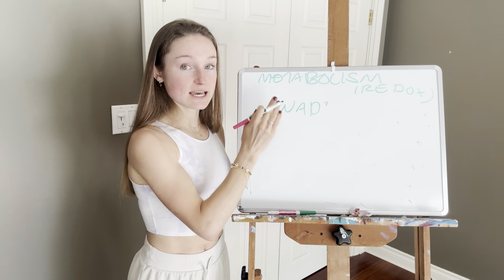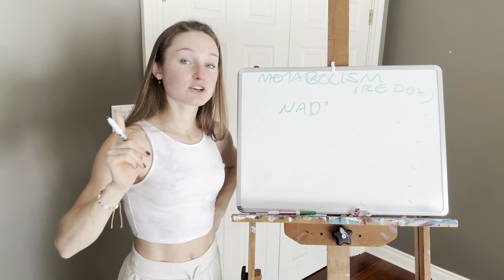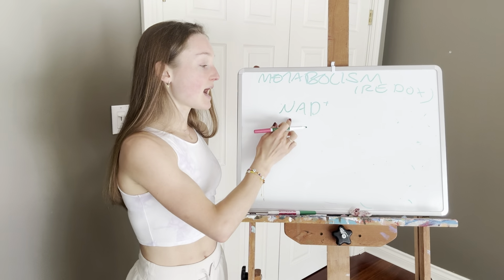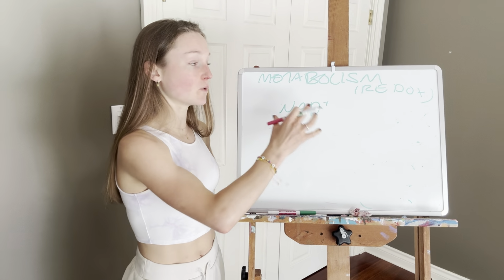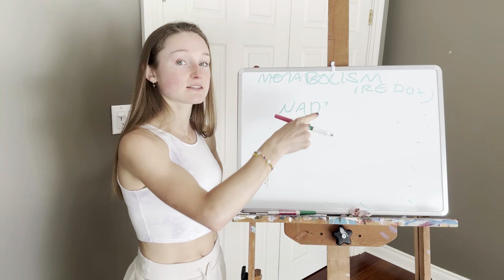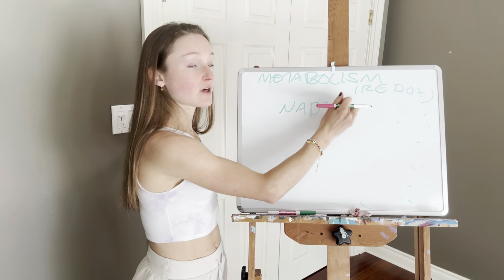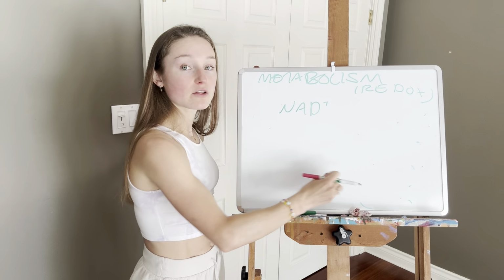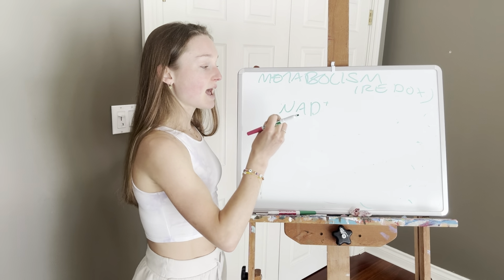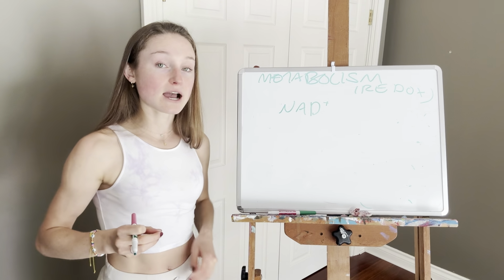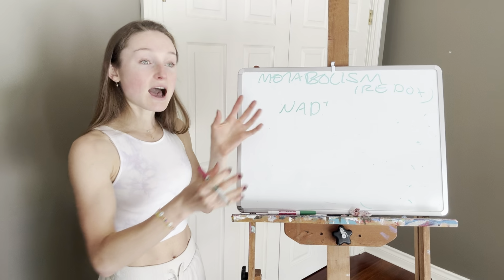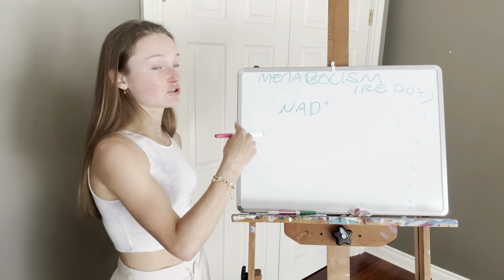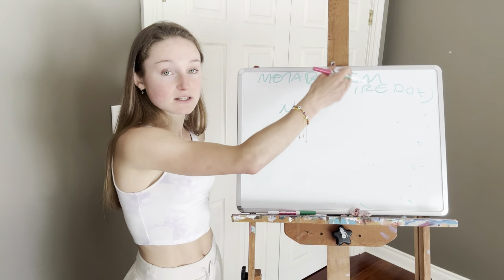NAD plus in its oxidized form is going to show up to the tricarboxylic acid cycle and it is going to become reduced. So in the whole entire tricarboxylic acid cycle, we are starting with a molecule of citrate and we are just processing it through all these enzymatic reactions. And the goal of these enzymatic reactions is to extract high energy electrons from citrate, and citrate we ended up getting from glucose in glycolysis.